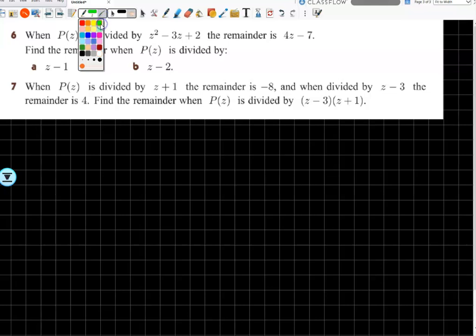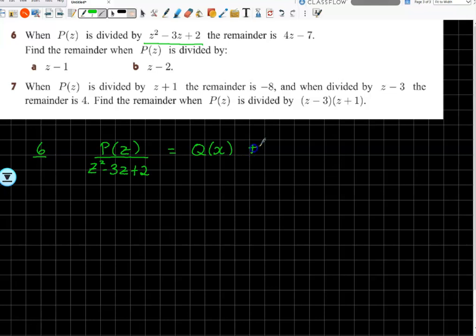Obviously, I didn't explain it properly. So with 6, can we just suss and make sure you understand? P of z is divided by this quad. So technically, I wouldn't write this. I'm just putting it for you, but if you want to write it so you understand, P of z divided by z squared take 3z plus 2, you're going to get some sort of quotient, the answer, plus you'll get this remainder divided by this. However, your remainder can be linear.